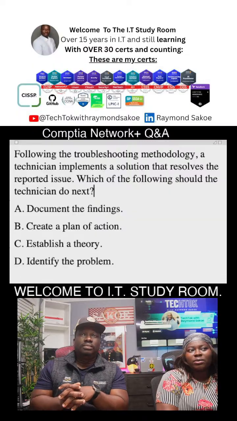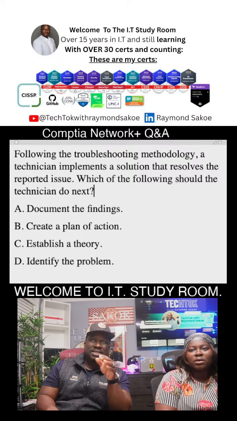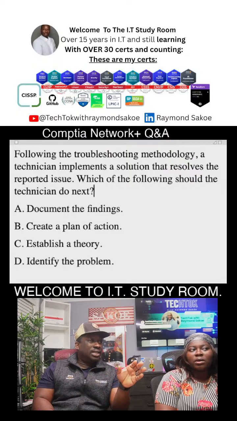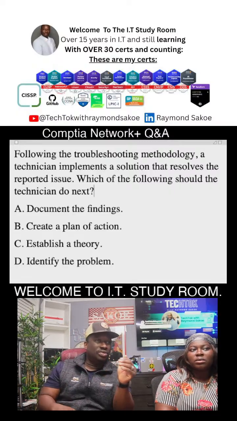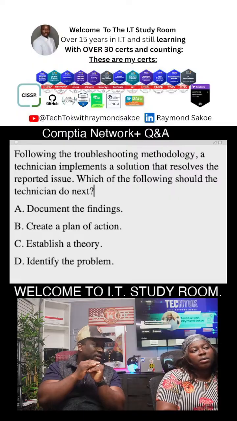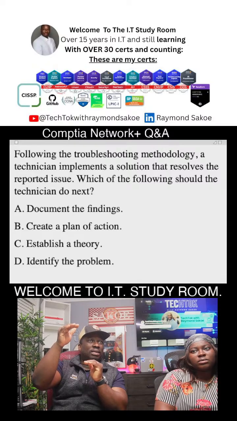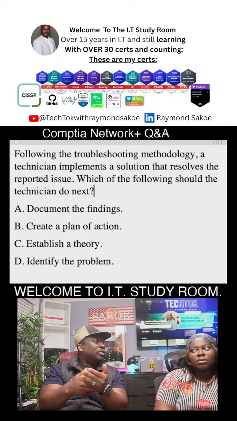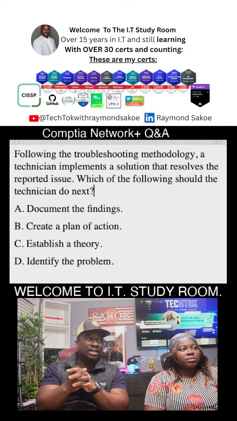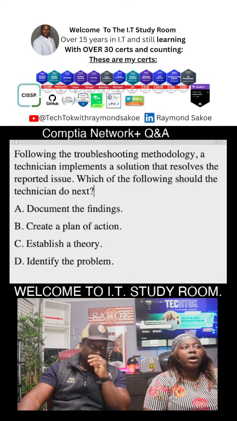What's the difference between the troubleshooting methodology and the OSI model? The OSI model is used heavily in the second step, which is establish a theory of probable cause. In order for you to determine, okay, I think it might be this issue, I think it might be that issue, you need the OSI model. So you can start off by saying the issue might be on the application layer, or it might be on the physical layer, meaning there's a hardware issue. So you use the OSI model to establish the theory.